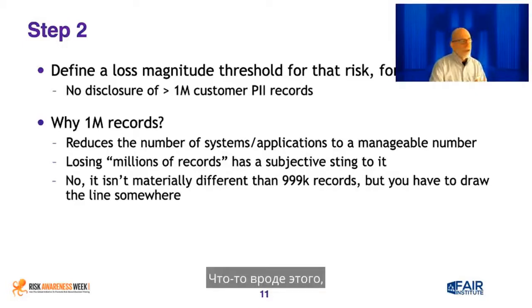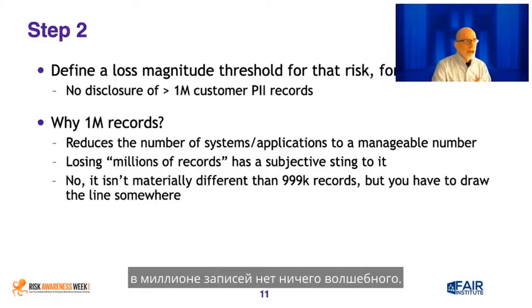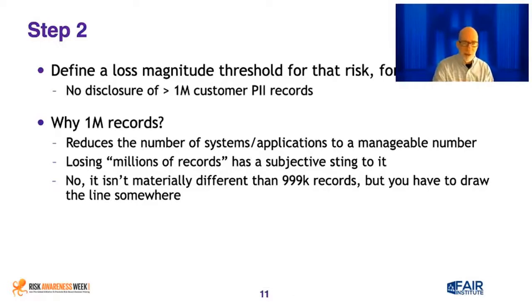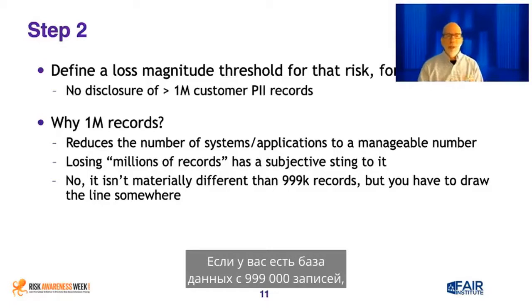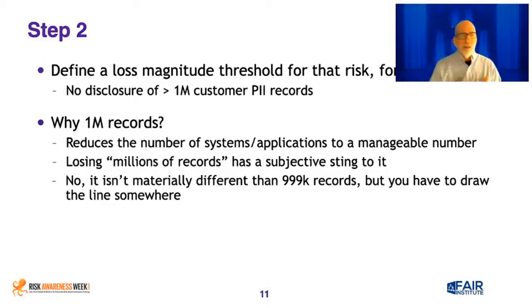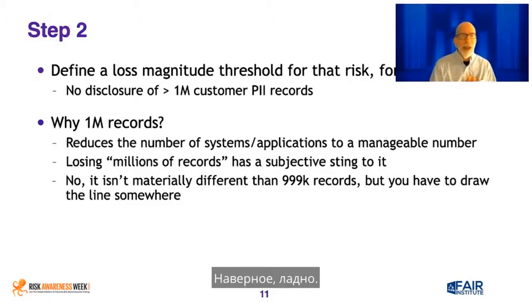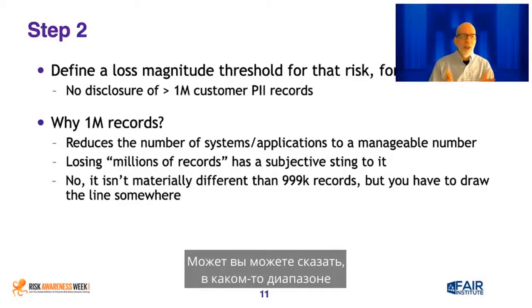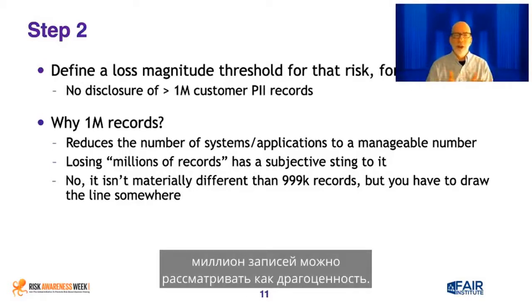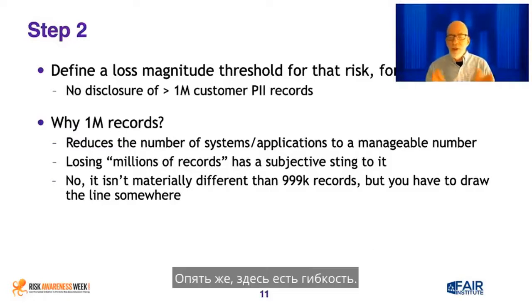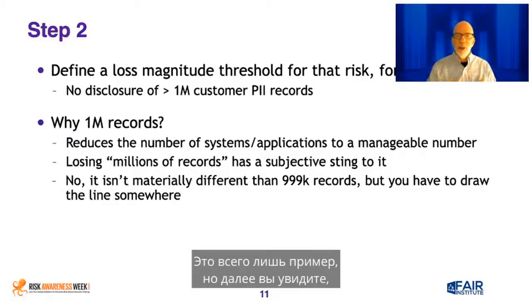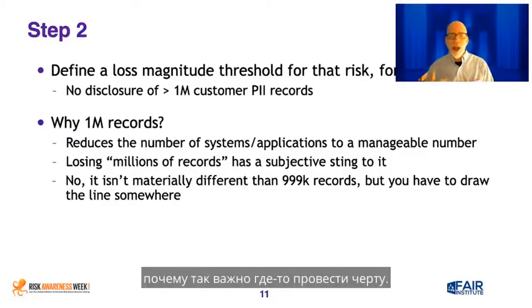And something like this, there's nothing magic about 1 million records. If you have a database with 999,000 records in it, do you want to treat that as a crown jewel? Probably. Maybe you can say if it's within some range of this number, 1 million records, we're going to treat it as a crown jewel. Again, there's flexibility here. This is just an example, but you'll see as we go along why it's important to draw a line somewhere.